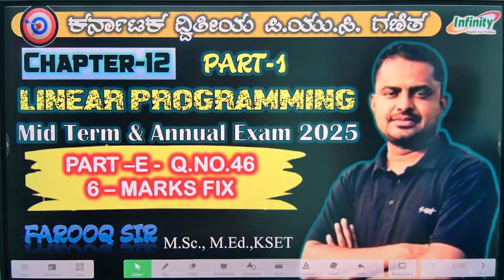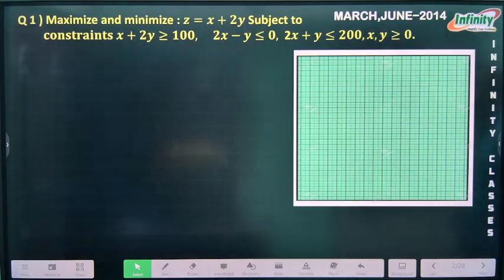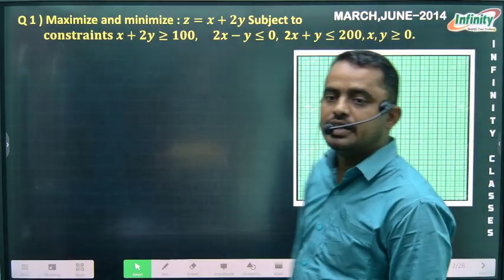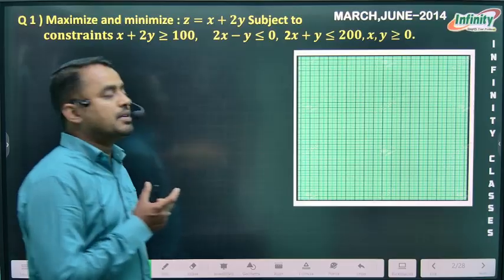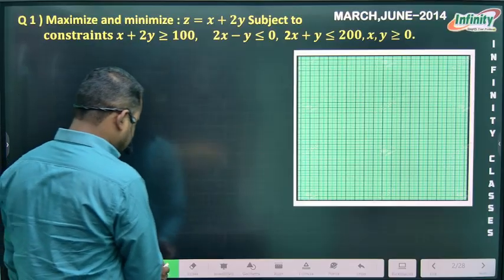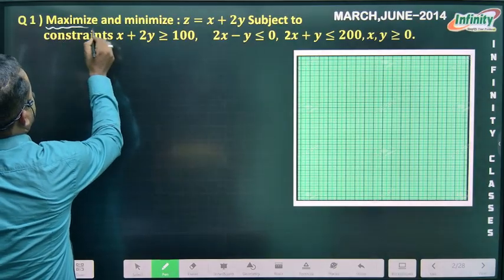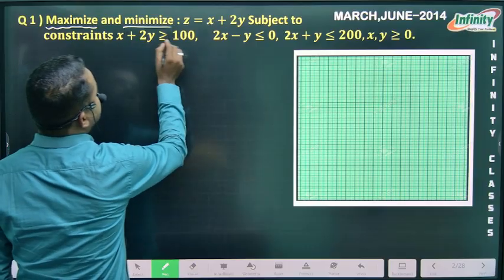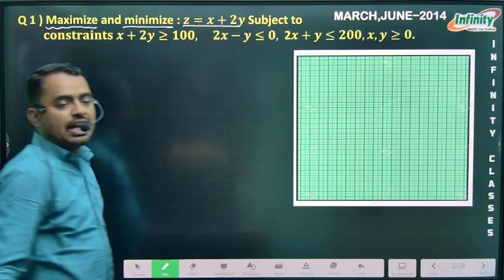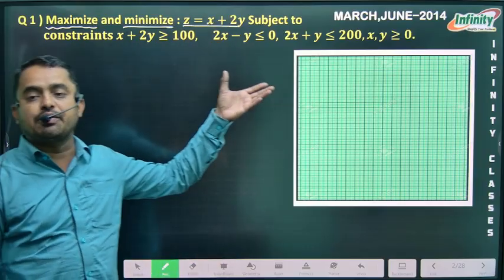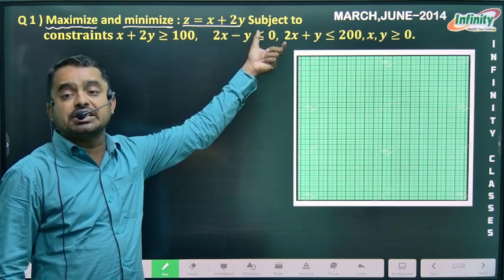So linear programming, the first problem, maximize and minimize. See here the objective function is given, maximize and minimize. Maximize means we have to find the maximum value and minimize means the minimum value of the objective function, and certain conditions or restrictions are given here. Restrictions are nothing but constraints.